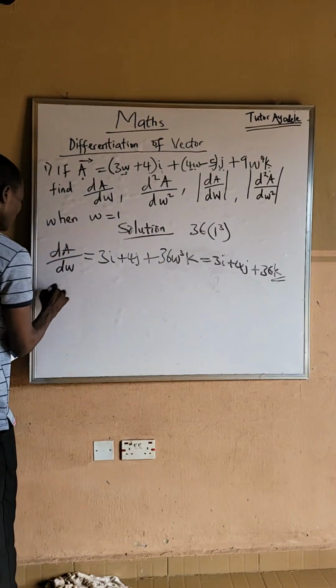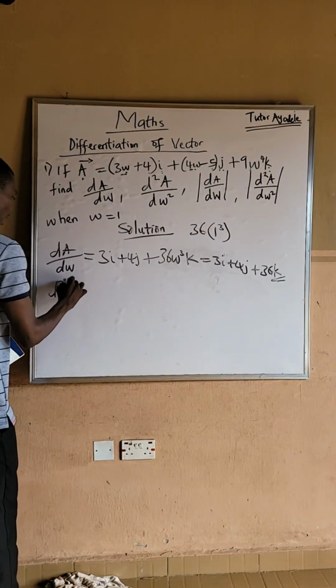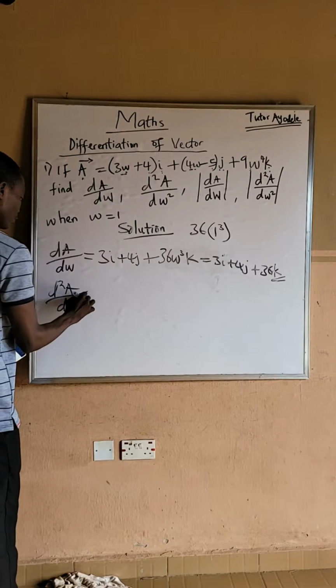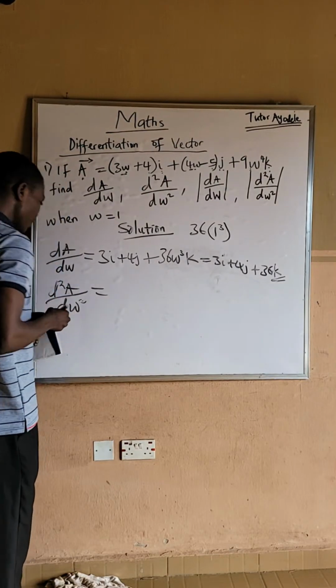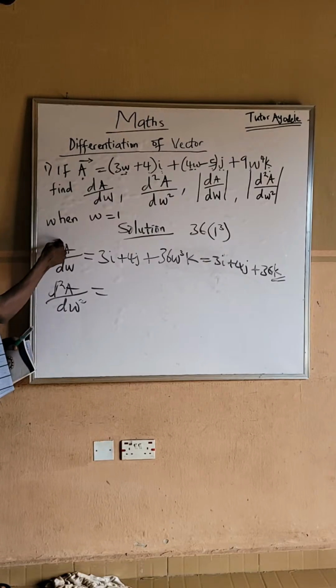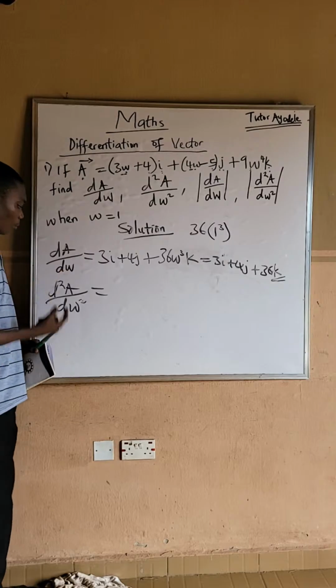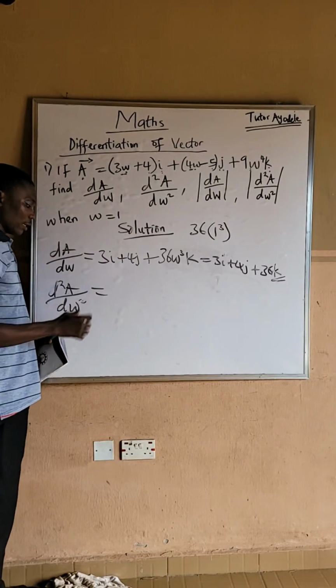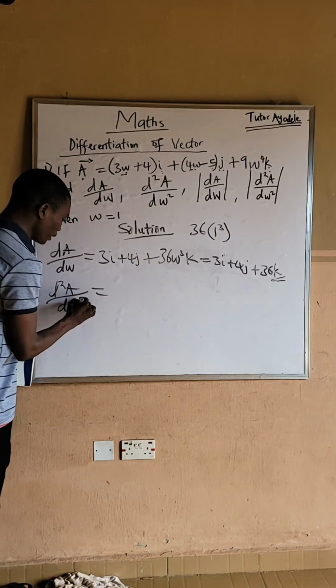The second one says the square A over the W square. Now what does this mean? This means second derivative. You know the D here is the same thing as 1 here, so it means first derivative. But here now, we can see 2 here, which means second derivative. We will differentiate twice.